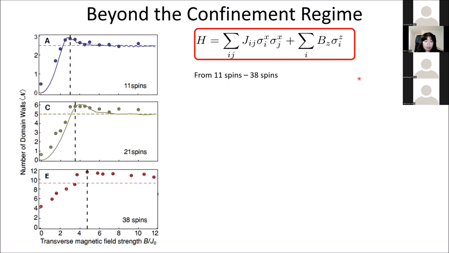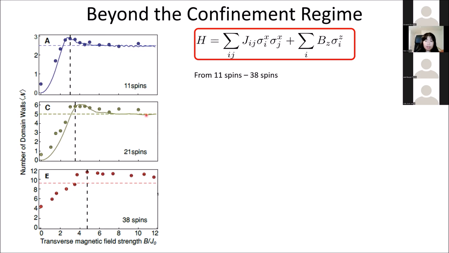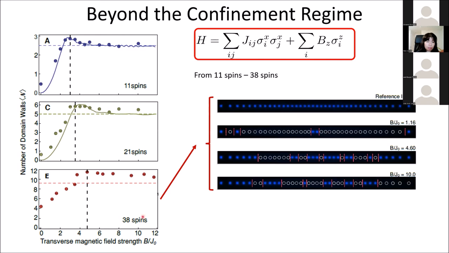For the experiment, we increase the B field strength, with system sizes from 11 to 38, to find the number of domain walls at each B field, which is shown here. So this is 11 spins, 21 spins, 38 spins, and then we increase the B field. Each point here is the average of the colored region of the previous slide. The vertical lines here are the maximum domain wall number in the experiment. The image from the last slide shows the domain walls at different shades. So this is data from the 38 ions.